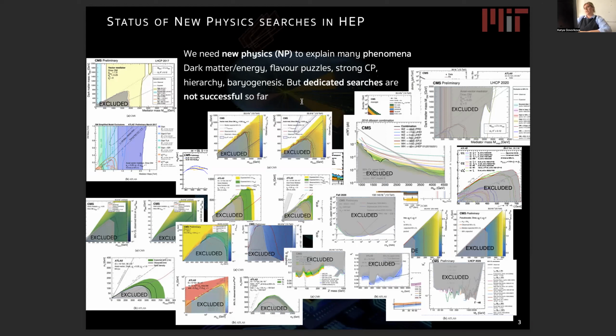So here I showed you the results of the CMS and Atlas experiments mostly, and those are searches for these hypothetical particles that theorists come up with. And you see a lot of regions are excluded, which says that we've searched a lot of space for these particles and we haven't found anything. So the dedicated searches were not successful so far. That's why we're looking into a different way of looking for this new particle, new physics.